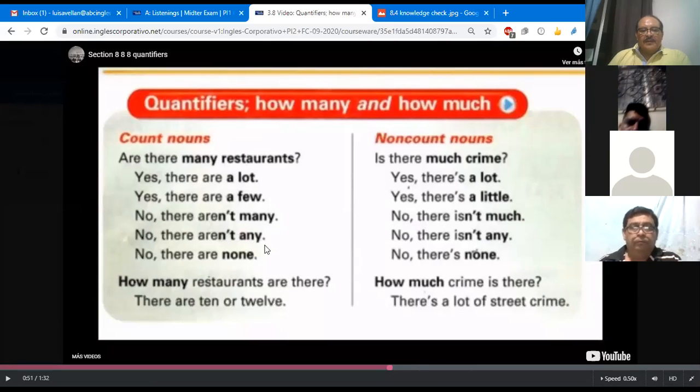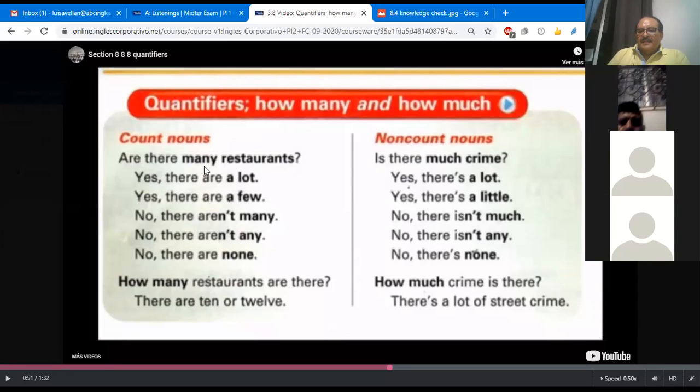Okay, here remember that we have how many? And how much? How much is for non-count nouns, para las cosas que no se pueden contar, 1, 2, 3, 4. Okay? For example, how much crime, cuánto crimen. In Spanish, yes, we say how many crimes, cuántos crímenes, right? But in English, it is how much crime.